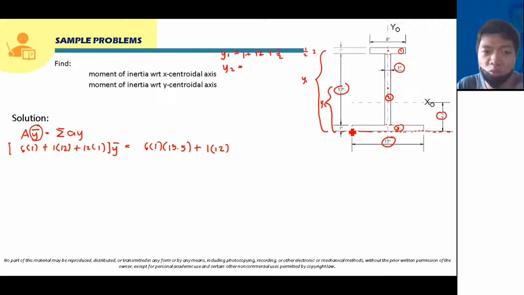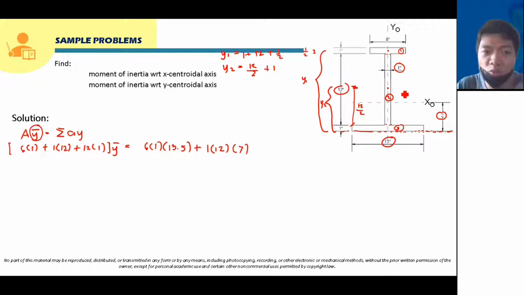So your y sub 2 is just 1 and then half of 12, right? Do you follow that? 1 plus half of 12, because this distance from the centroid going here is half of 12, and then plus 1. Do you follow? Your y for area 2 will be 12 divided by 2, which is 6, plus 1. That will be 7, right? And this is also measured above the reference axis, so this is also positive.